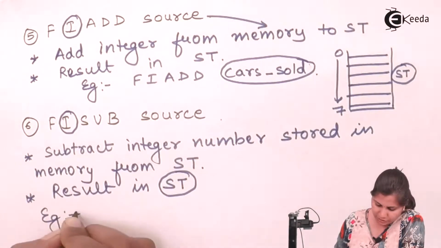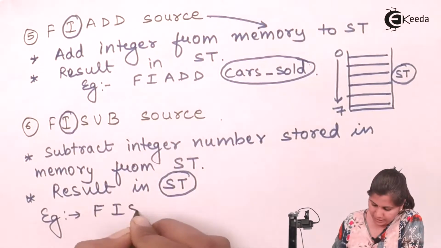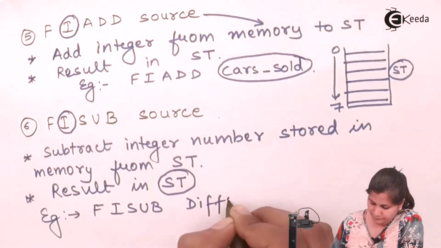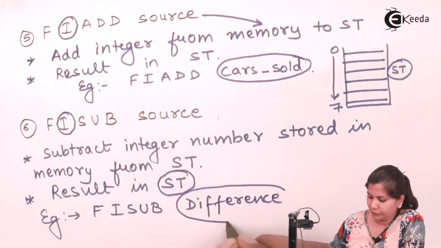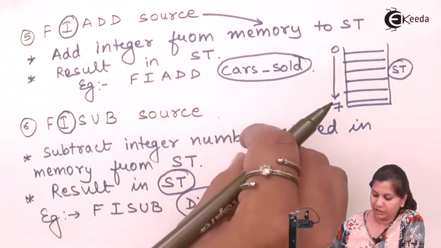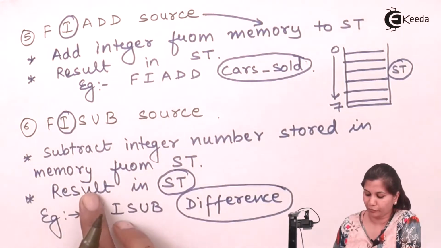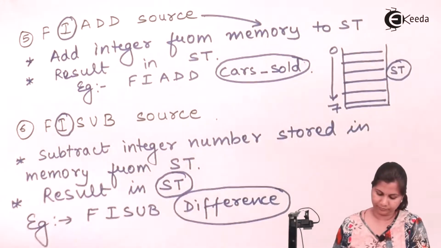Example of this instruction is like FISUB and difference. So difference is the label given to that memory location. So from that memory location, the integer number will be taken and that will be subtracted from the ST. Okay. So these are for the integer numbers.